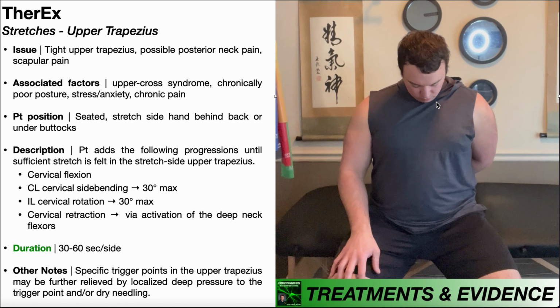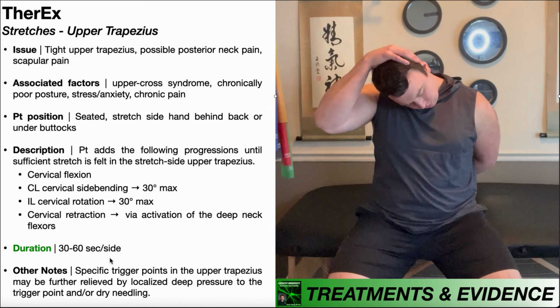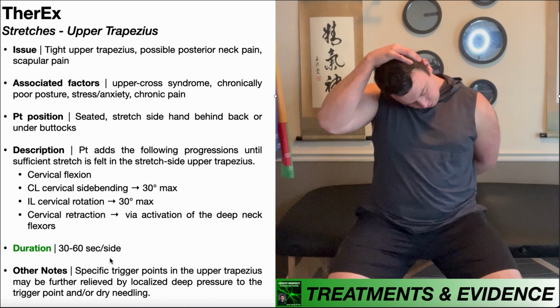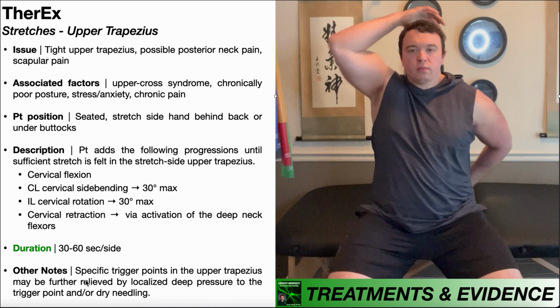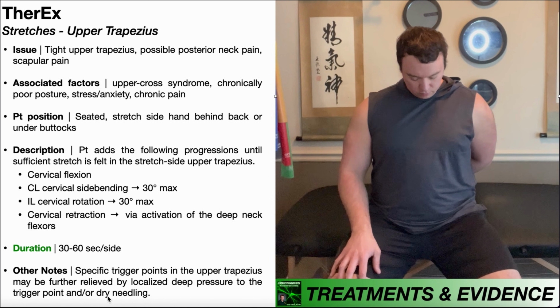And you would hold this stretch between 30 and 60 seconds per side. Cervical flexion, contralateral side bending, ipsilateral rotation, and cervical retraction. Also note that specific trigger points within the upper trapezius muscle can be relieved by localized deep pressure manually or with dry needling.